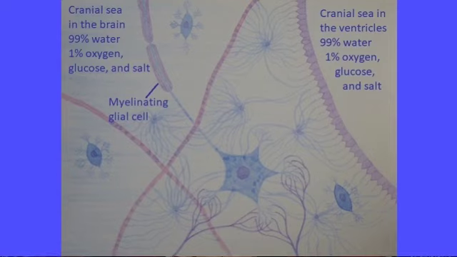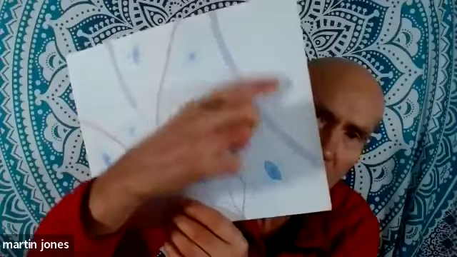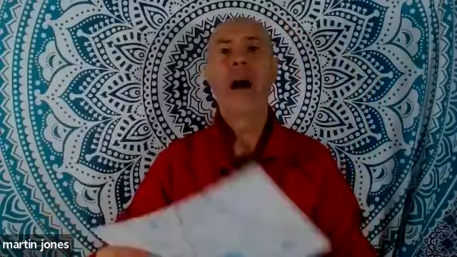This is a ventricle. There's just cranial sea in that. The cranial sea in the ventricles is the same as the cranial sea through the whole central nervous system. 99% water, glucose, oxygen and salt.